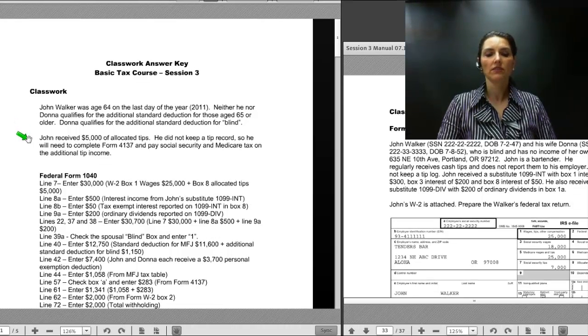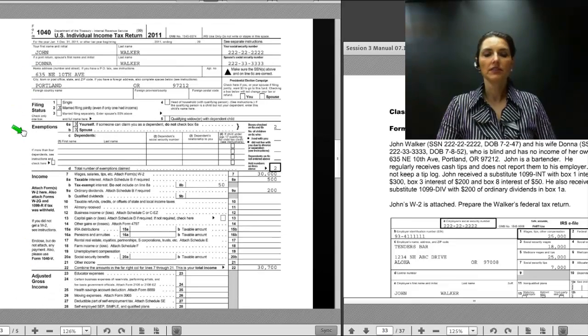John received $5,000 of allocated tips and did not keep a tip record, so he will need to complete Form 4137 to pay his share of Social Security and Medicare tax that is owed on the additional tip income. So let's start this return by taking a look at the 1040 for John and Donna. Once we've looked at a few line items on the 1040, then we'll take a look at preparing Form 4137.